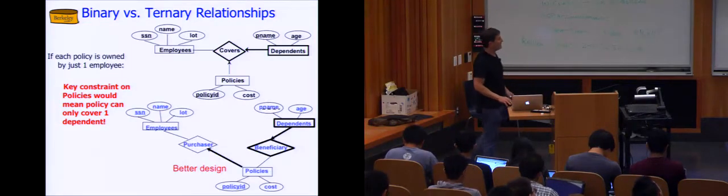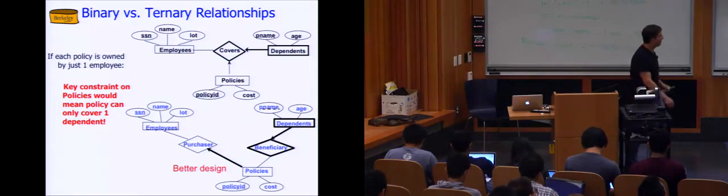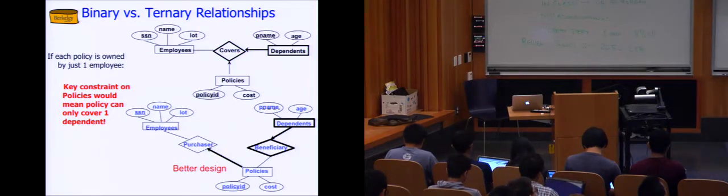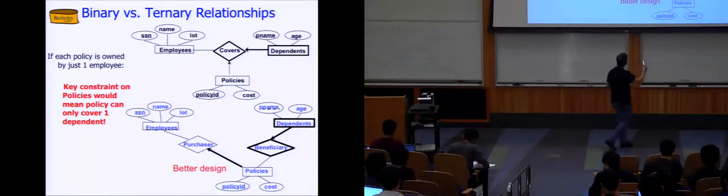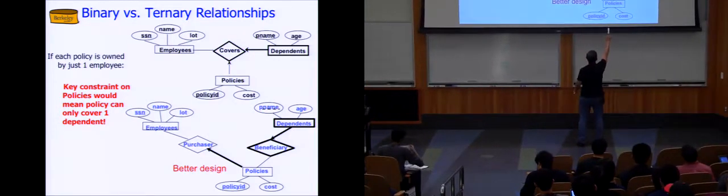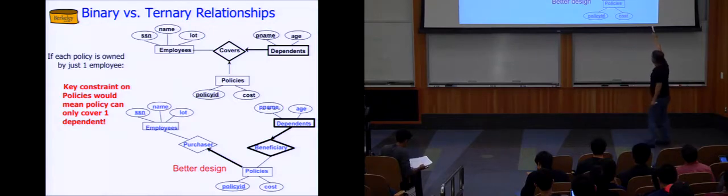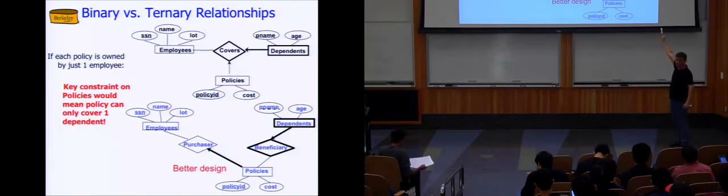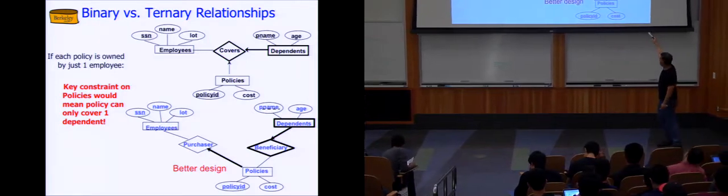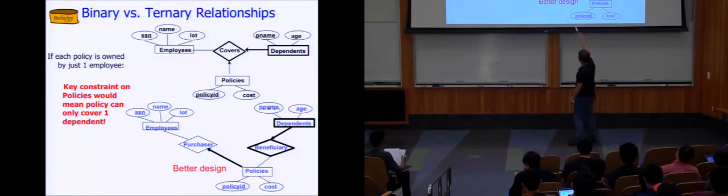So what we might want instead is two binary relationships rather than a ternary relationship. We're going to introduce another relationship set, or two different relationship sets. One is the beneficiary relationship set, which connects dependents to policies, not to employees. So now Dahlia's on a particular insurance policy. She's not with a particular person. And then each insurance policy belongs to exactly one employee.